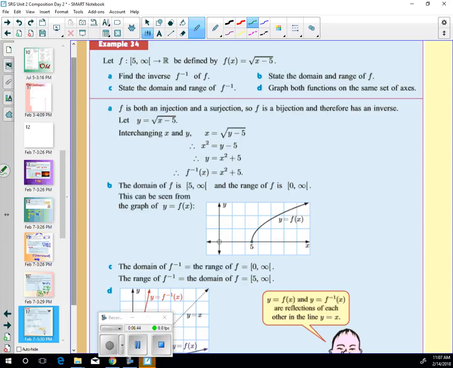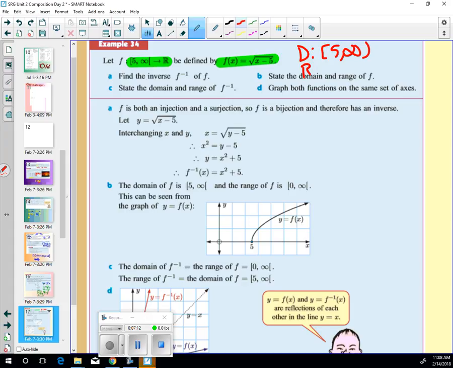Let's say that we're going from 5 to infinity, mapping to the reals. So here's my f of x, square root of x minus 5. Does it make sense the domain is from 5 to infinity? Do we include 5? Yeah. So the domain of this, and I'm even going to write it, the domain is 5 to infinity.